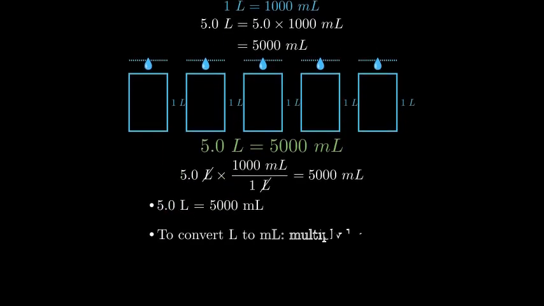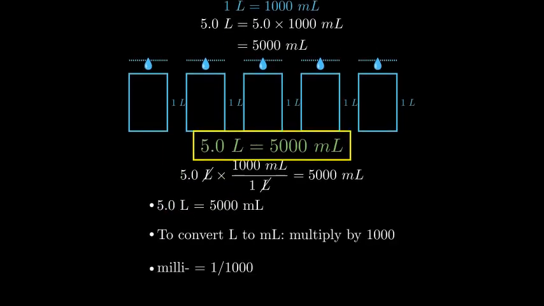So to summarize, 5.0 liters is equal to 5,000 milliliters. Remember, to convert from liters to milliliters, we multiply by 1,000 since milli means 1,000th.